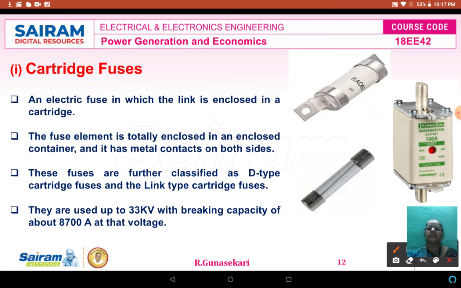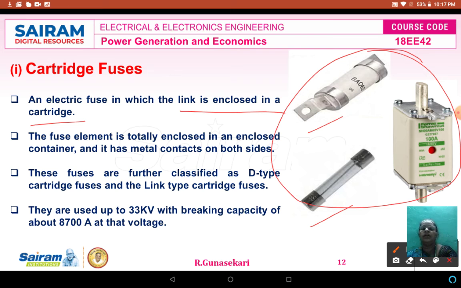First, cartridge type fuses. It is also a fuse, but the link is enclosed in a cartridge. You see some images here. These are three different types of cartridge fuses. The fuse element is totally enclosed. Inside, one wire is there, and this is the fuse element. Here also it is inside, so the fuse element is totally enclosed.